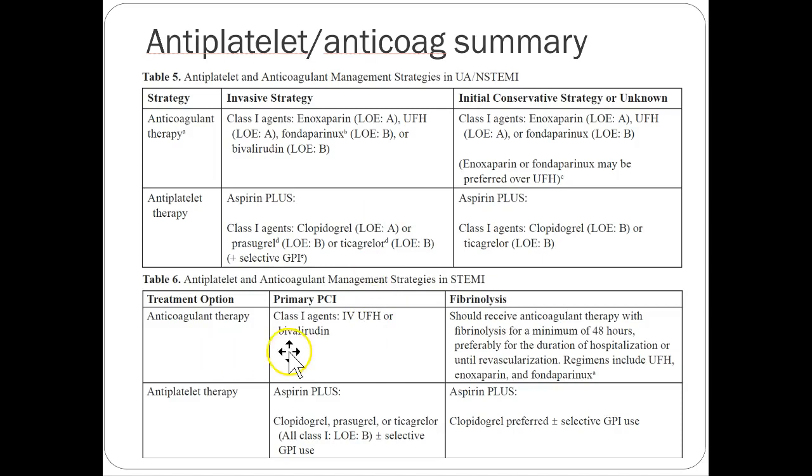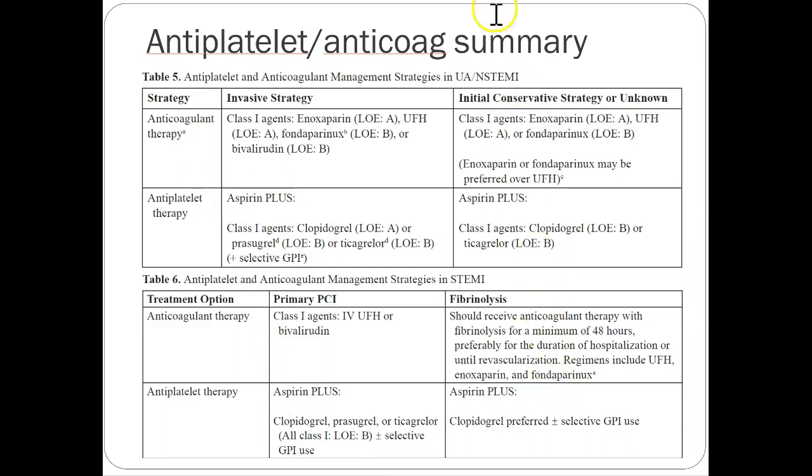For a STEMI, you're looking at unfractionated heparin only or bival. The big difference with STEMI is that you get them on either unfractionated heparin or bivalirudin immediately, whereas these subcutaneous shots can take a few hours to start working, and we don't have a few hours. We want to get them anticoagulated quickly. That's where these drugs come into play. That's really the big difference I want you to remember from this. From an antiplatelet standpoint, it's the exact same thing.